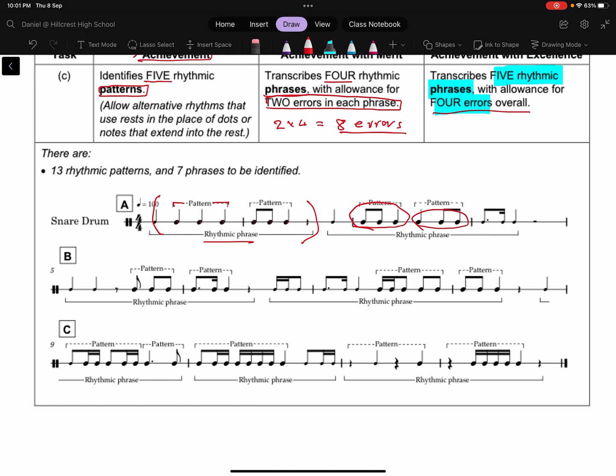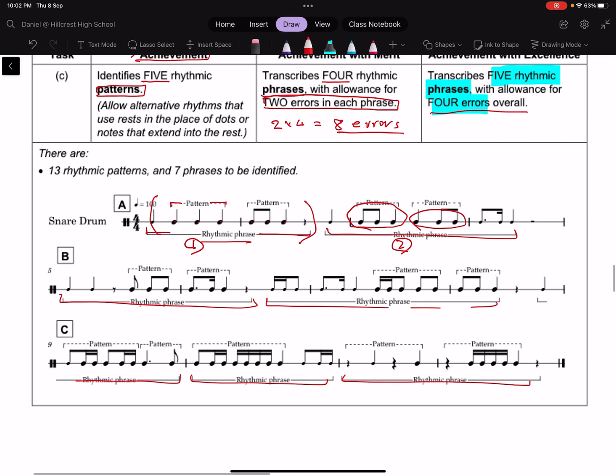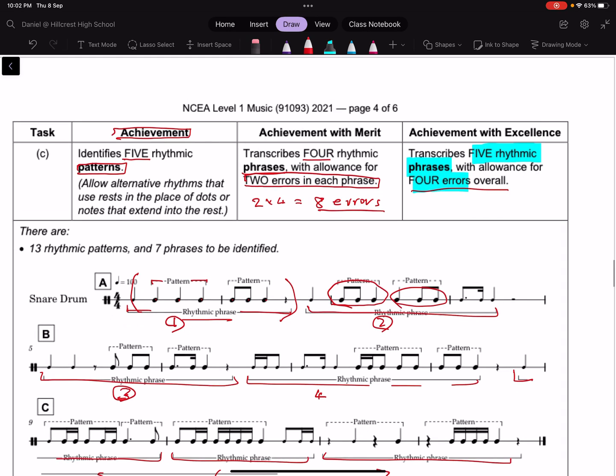Okay, so if I am marking, there's your phrase, there's your phrase, there's your phrase, and there's your phrase, there's your phrase. So out of how many? 1, 2, 3, 4, 5, just out of the phrase, 6, 7. Out of the 7 phrases, you need to get 5 rhythmic phrases, right?